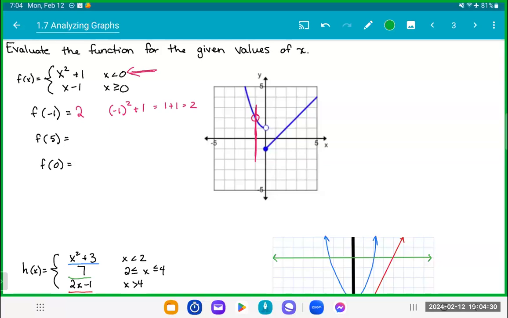So when I want to look at 5, I can say this one right here is for 5 because that's for all values greater than or equal to 0. So I would use the equation x minus 1. Well, my x in this case is 5, so 5 minus 1 equals 4. So let's go over to our graph at 5 and see if that's correct. So here we are at 5, and we're looking at this x value right here. When I do that, I look at this point here, and that is, in fact, where my value y equals 4. Okay?